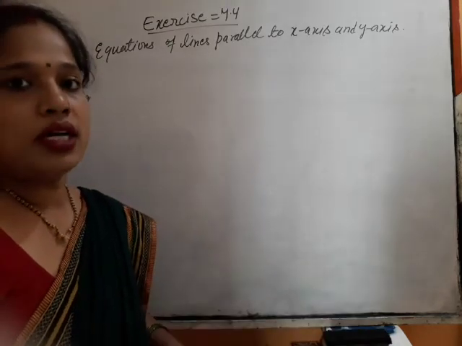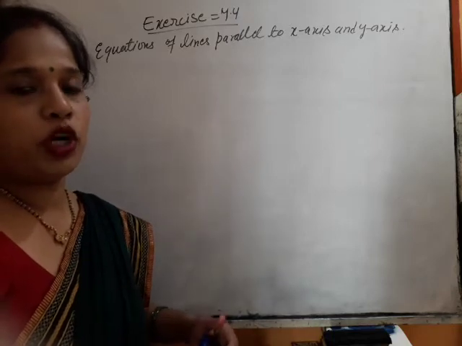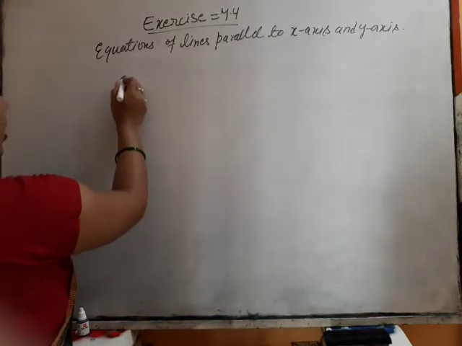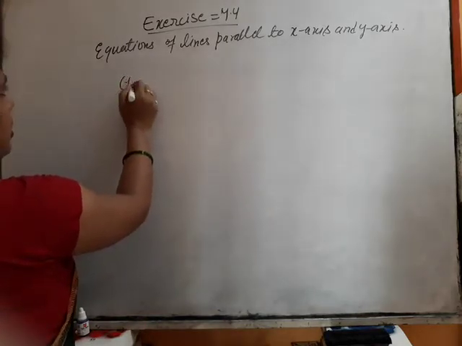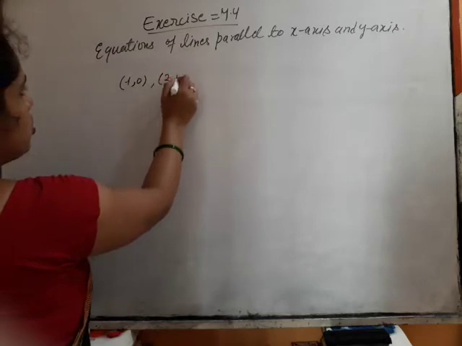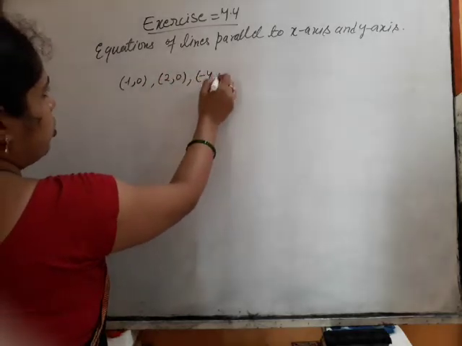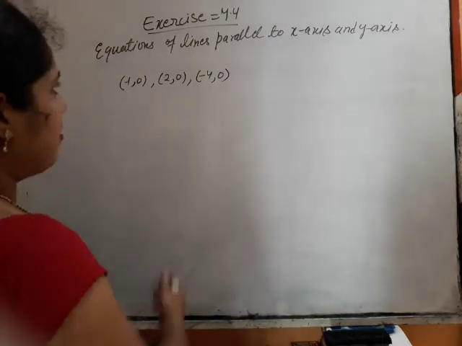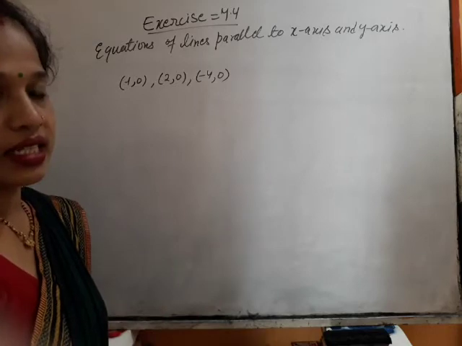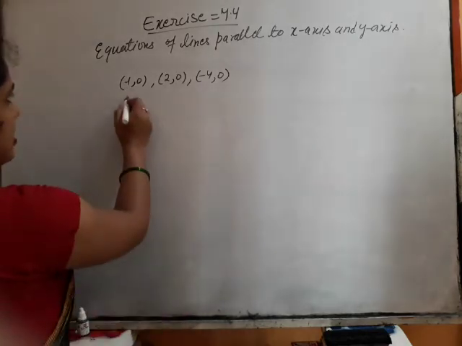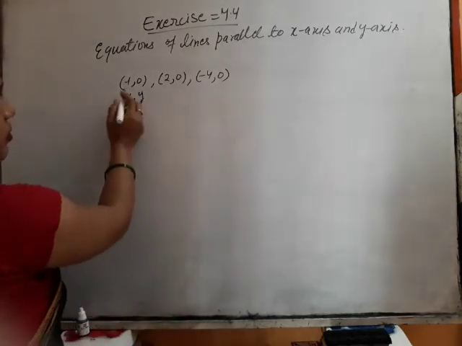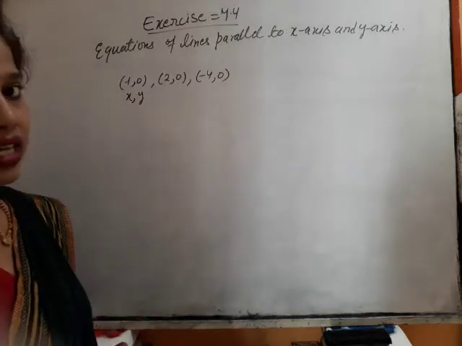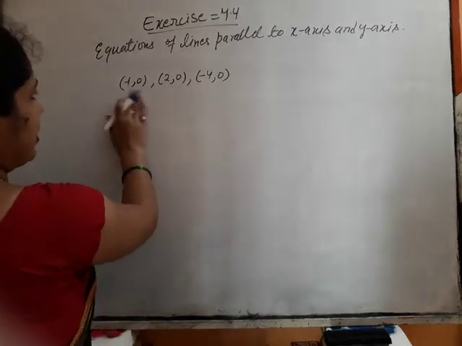Students, I want to ask, in the Cartesian plane, how do you plot the points you have studied? Can you say where the points (1, 0), (2, 0), (-4, 0) will lie? Yes, they will lie on the x-axis. All the points will lie on the x-axis, because the first is the value on the x-axis and the second is the value on the y-axis.